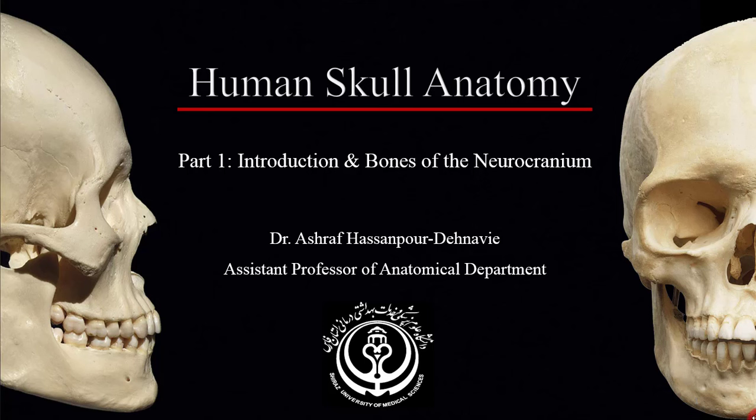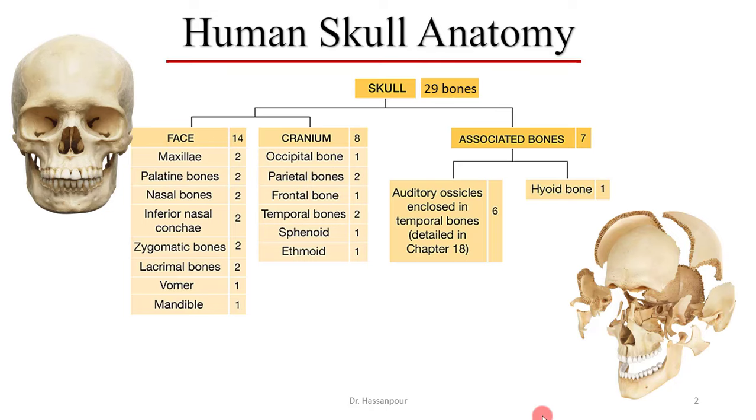In this set of lectures, we are going to discuss the human skull anatomy. Even though it looks like one bone, the skull actually consists of about 22 to 29 single bones, which are mostly connected together by fibrous joints called sutures. I say 22 to 29 because we can also consider the hyoid and inner ear bones, but in this lecture we won't be covering those bones.